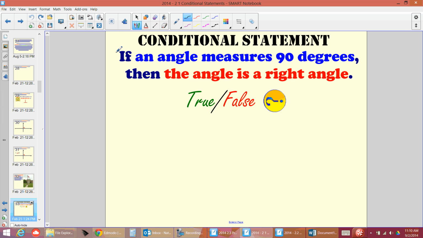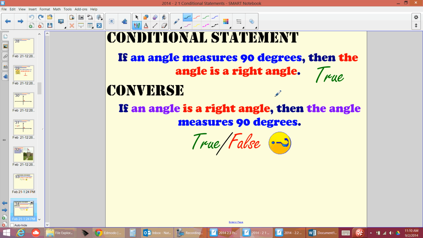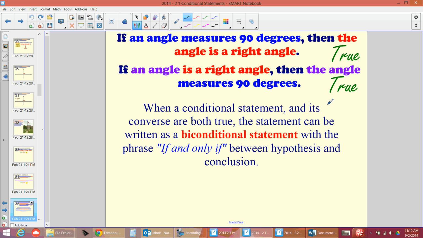If an angle measures 90 degrees, then the angle is a right angle. Is that true? Yeah, it's true. The converse: if an angle is a right angle, then the angle measures 90 degrees. Is that also true? Yes, it is. If both the original statement and the converse are true, then we call it a biconditional statement, right here, biconditional statement.